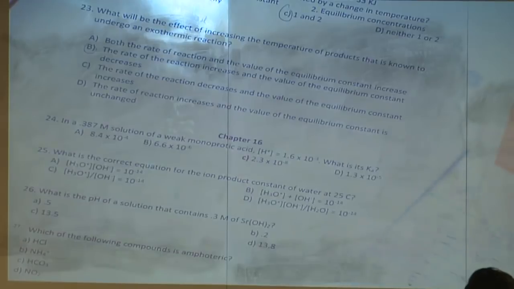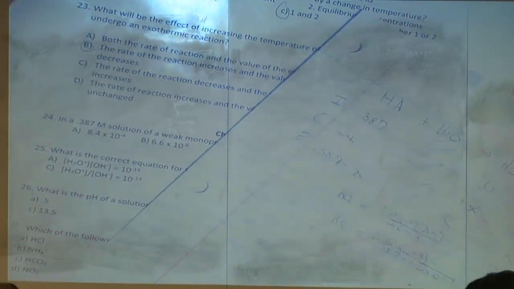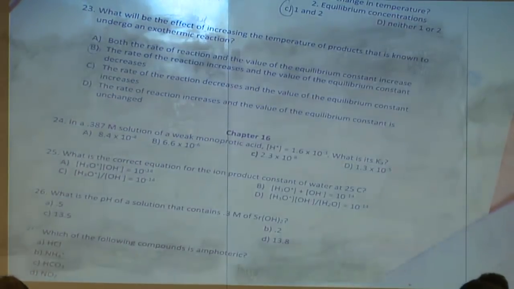Why is it squared? The Ka for this is H3O+ times A-. So we have it right here. That's x squared over 0.387 minus x. Okay. So when we solve this out for the Ka, excuse me, we should get B.